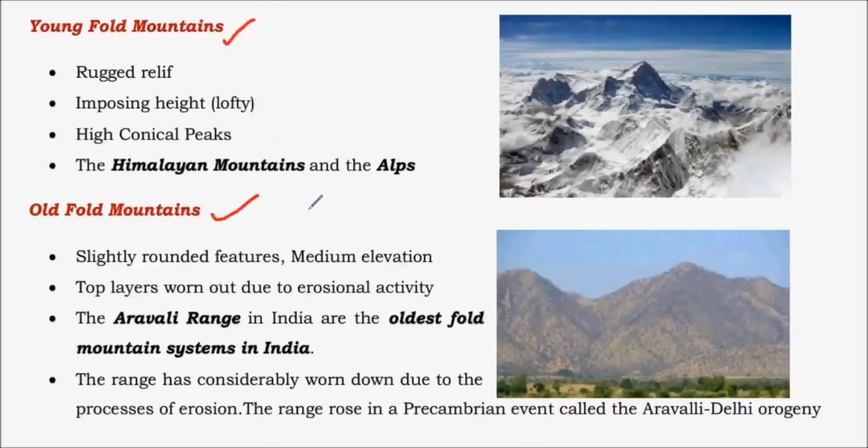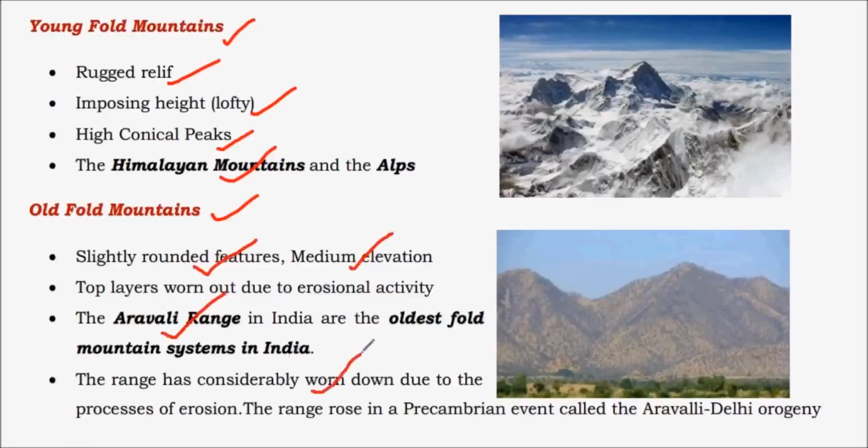And coming to the different types of mountains depending on their age, there are young fold mountains, old fold mountains, and very old fold mountains. Himalayas are the examples of young fold mountains. They have rugged relief and they are lofty, that is, they have very high peaks and their peaks are conical in shape. Whereas the old fold mountains have slightly rounded features, medium elevation. One good example is the Aravalli range in India.